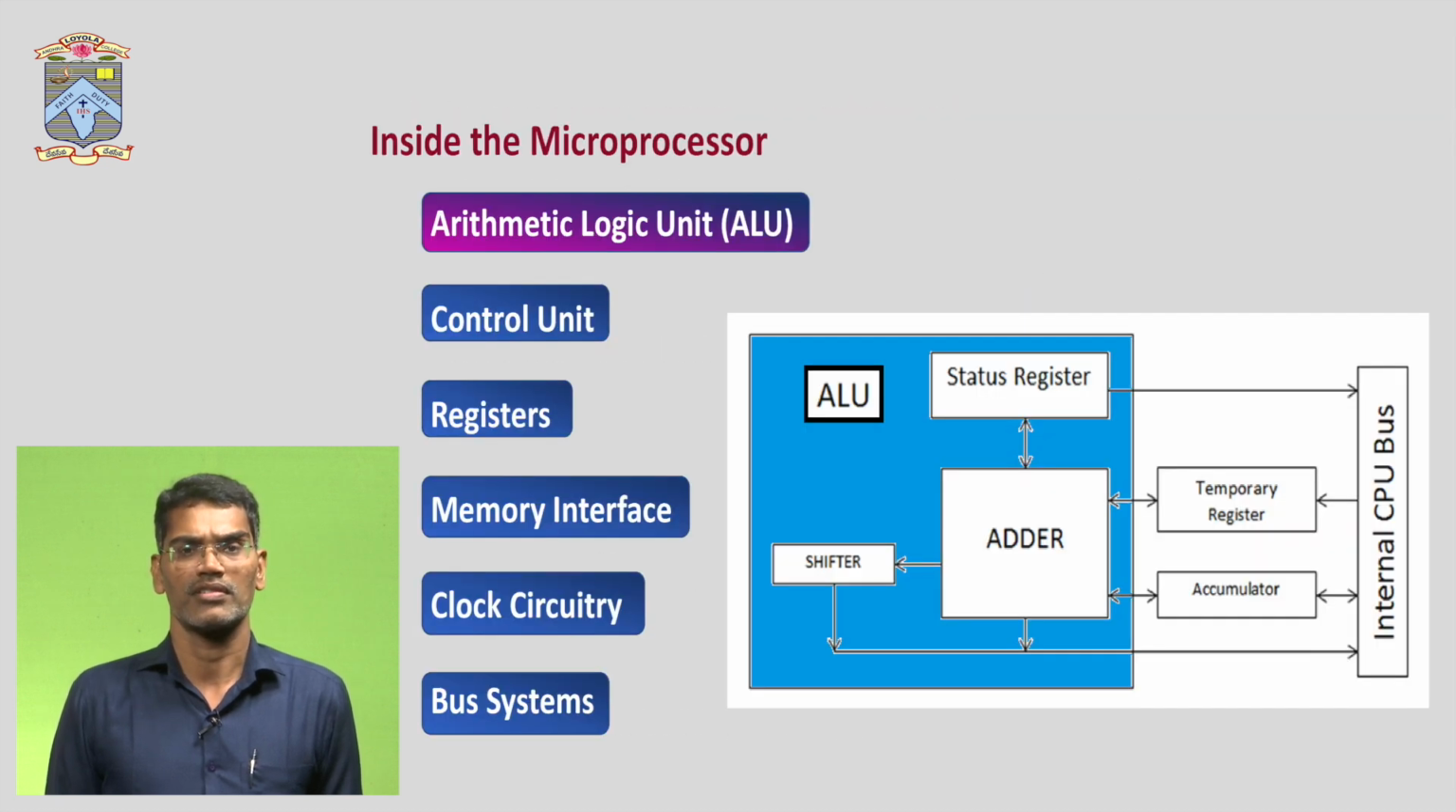Inside the microprocessor, several components are contained. The first one is the ALU, the Arithmetic Logic Unit. The Arithmetic Logic Unit performs various types of operations, like arithmetic operations: addition, subtraction, multiplication, division, and logical operations: AND, OR, NOT, XOR.